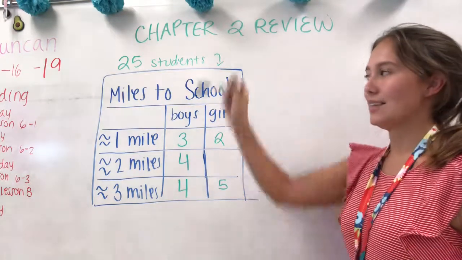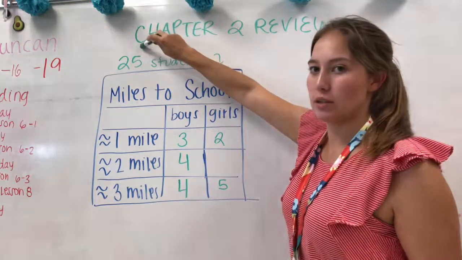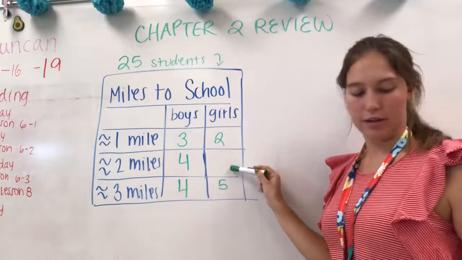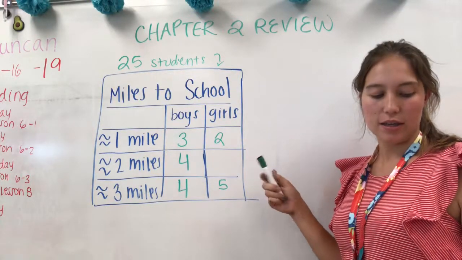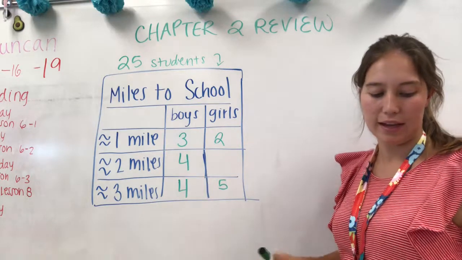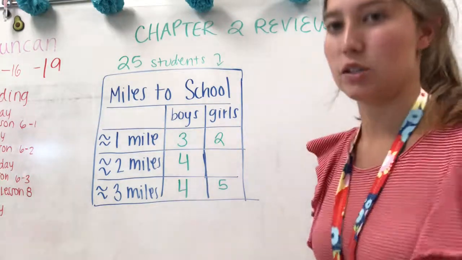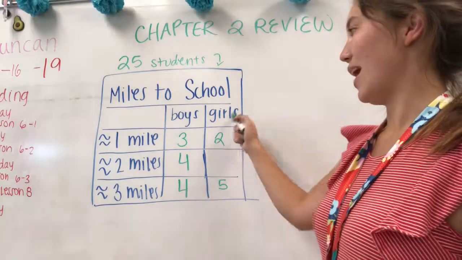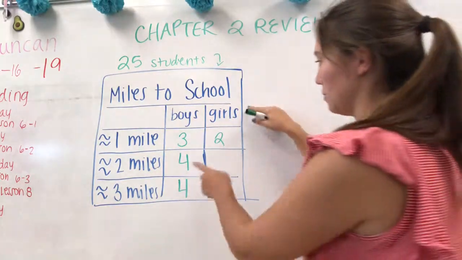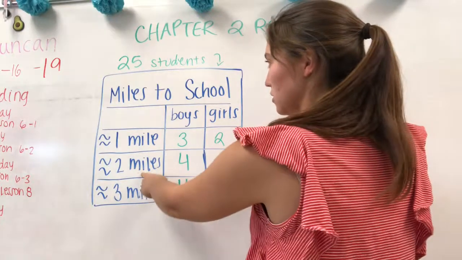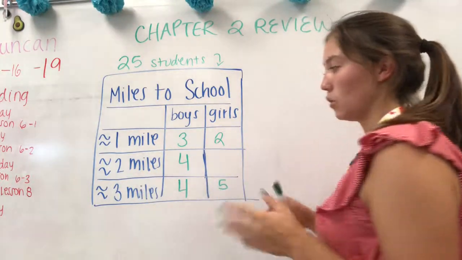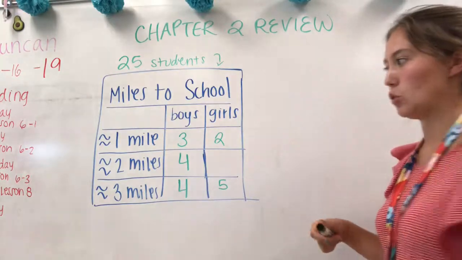So remember, I asked 25 students. Now I have a blank here. Number 1 says, complete the table and explain how you found the answer. So I'm looking for how many girls, remember I'm looking down and over, how many girls walk about or live about 2 miles from school.